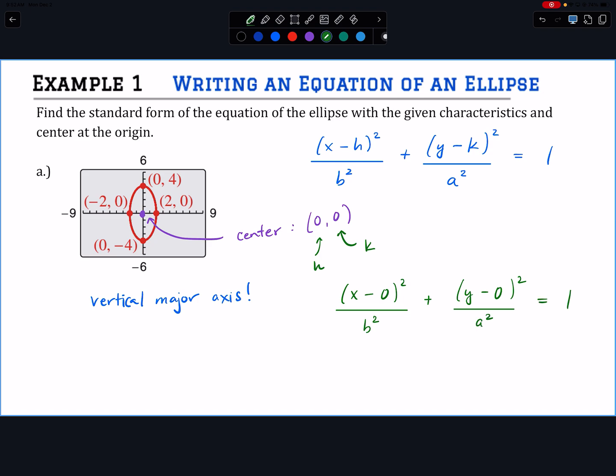So how do you find A? Basically, the distance from the center to the vertices is the same distance up as it is down from the center. So how far from the center do I go up? 4 to get to this point, right? So that means that A, the longer distance, is going to be 4. B, these are like your minor vertices because these are the edges from the center. How far do I go each direction? 2. So that means that B is 2. All you have to do is plug these numbers in, and then we're done.